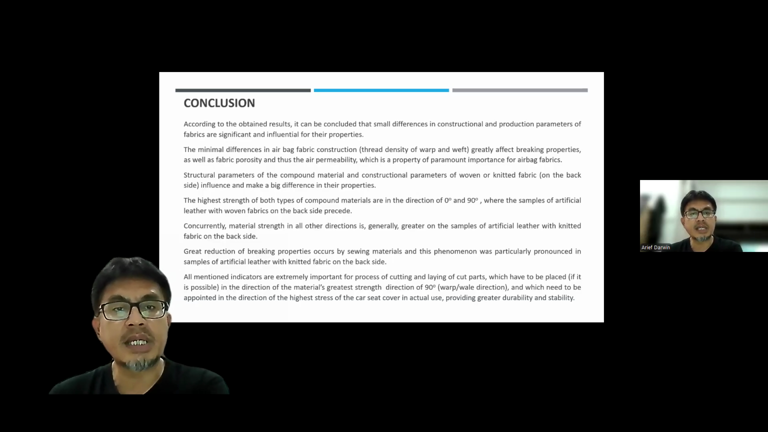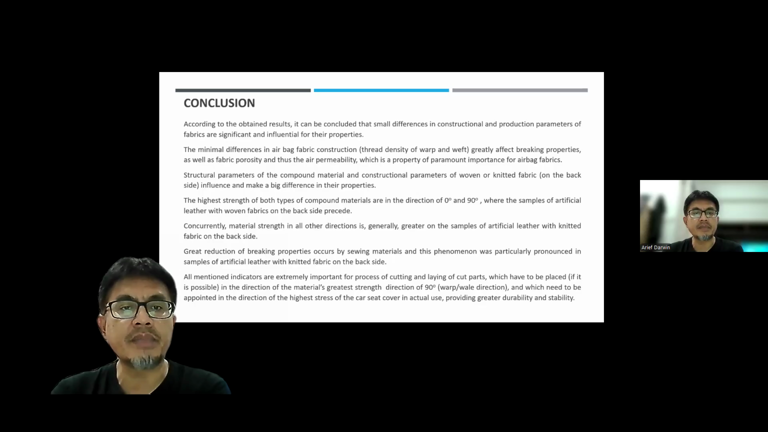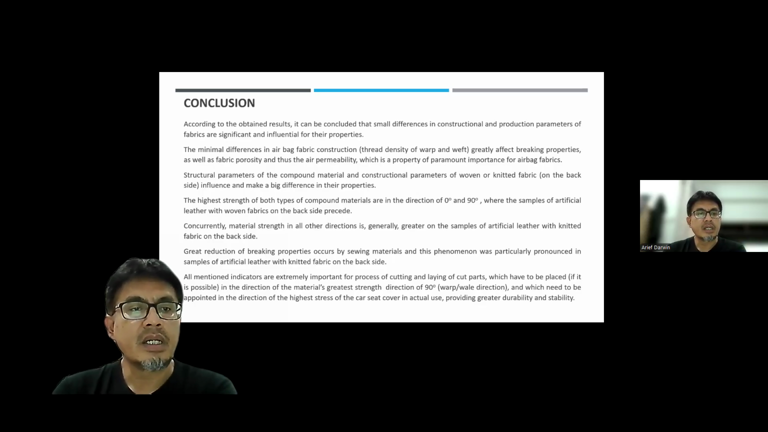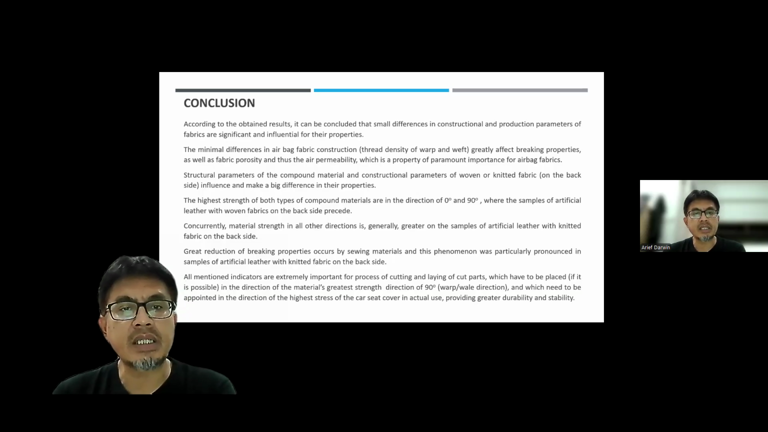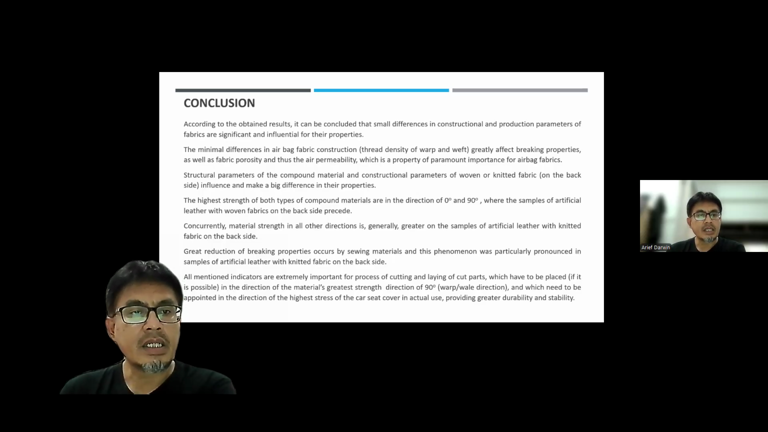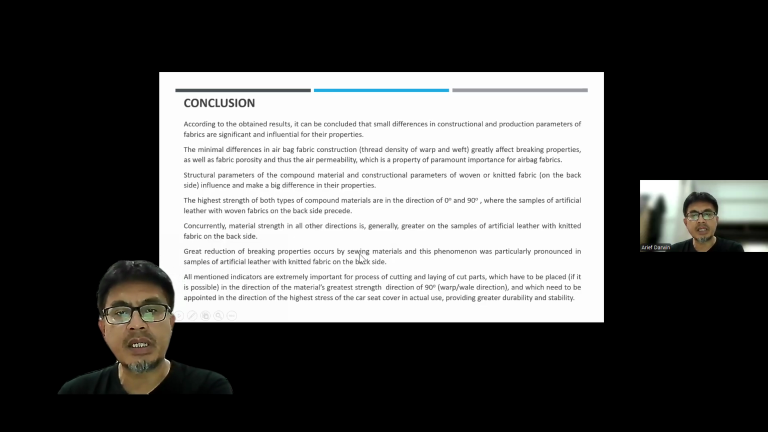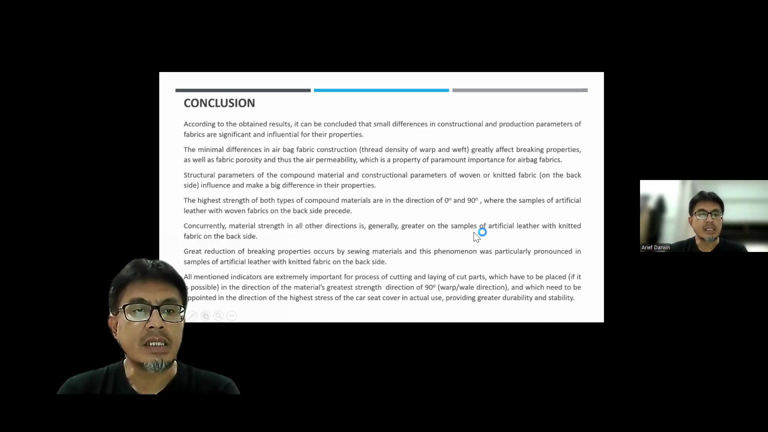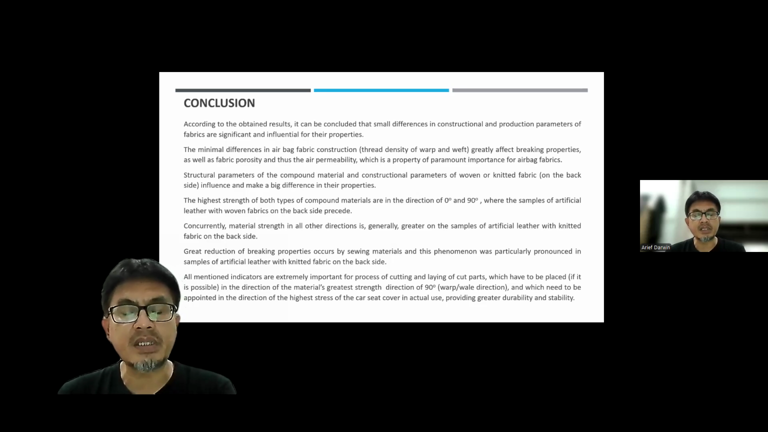The highest strength of both types of component material is in the direction of 0 and 90 degrees, where the samples of artificial leather with woven fabric on the backside prevail. Concurrently, material strength in all directions is generally greater in the samples of artificial leather with the knit fabric on the backside. A great reduction of breaking properties occurs by seaming materials, and this phenomenon was particularly pronounced in the samples of artificial leather with the knit fabric on the backside.